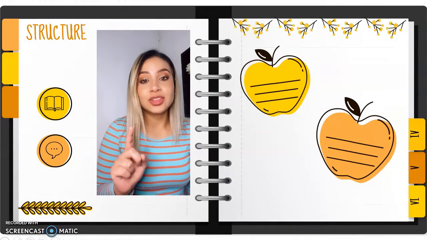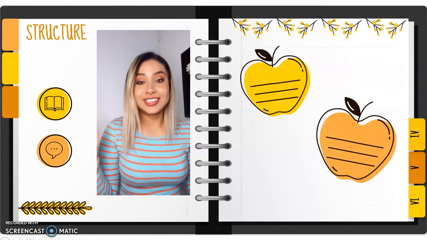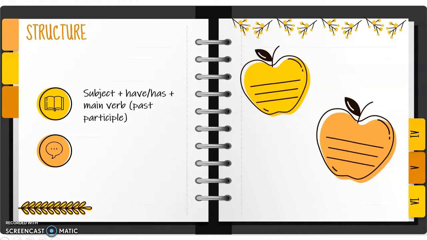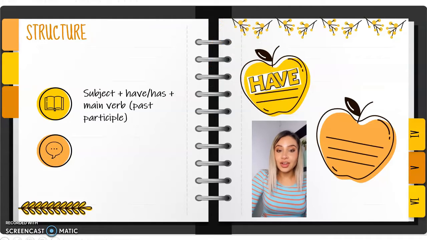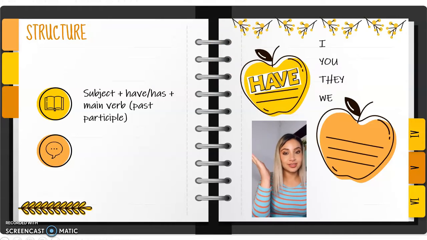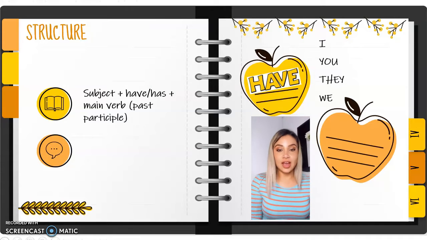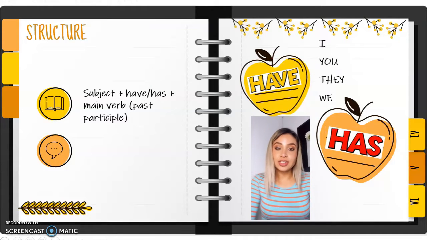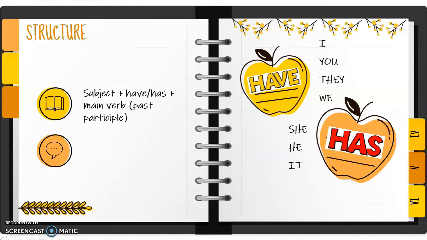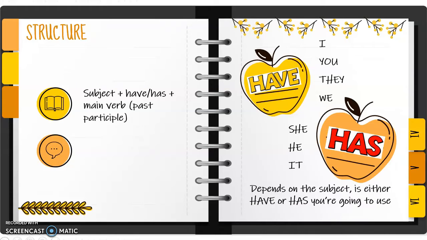Third, you need to know the structure, and the structure looks just like this. Subject plus the auxiliary verb have or has plus main verb that needs to be in past participle. The auxiliary verb have, you are going to use it with these subjects: I, you, they, we. And for the auxiliary verb has, you're going to use it with these subjects: she, he, it. Depending on the subject, it is either have or has that you're going to use.